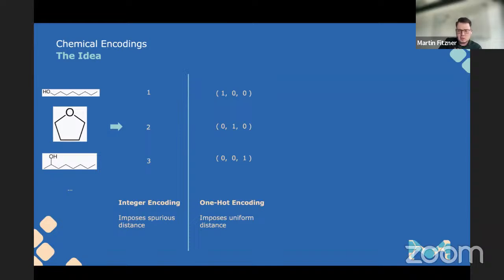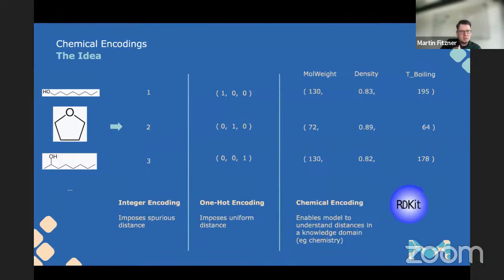And it's a similar problem for one-hot encoding. There's no spurious ordering anymore, but all of these categories now have equidistance to each other. It's a uniform distance if you encode them with simple vectors like that. So I think there's a very obvious idea to improve the problem.